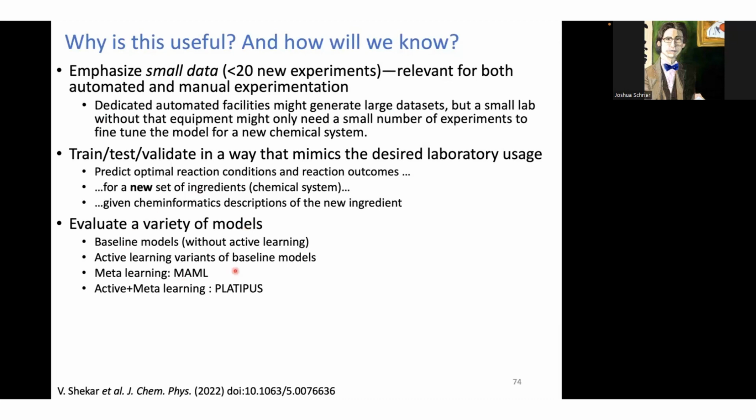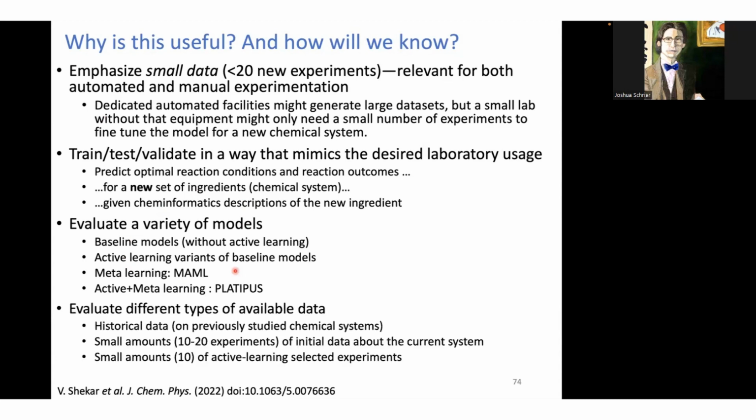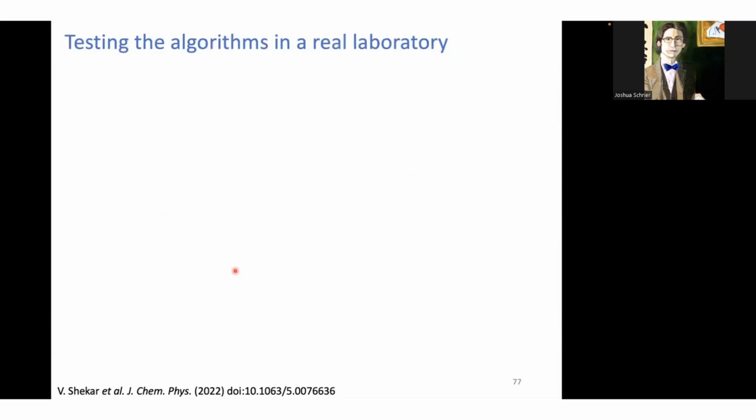We evaluated a whole bunch of different things: baseline models without active learning, active learning variants of those baseline models, MAML, the meta-learning approach, and the active meta-learning approach of Platypus. We explored lots of different variations and did a whole bunch of historical back testing because we had this pool of data.